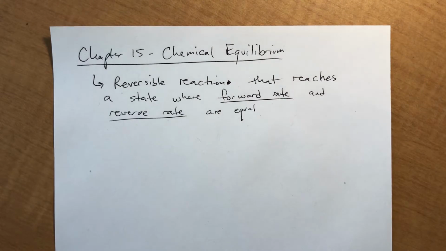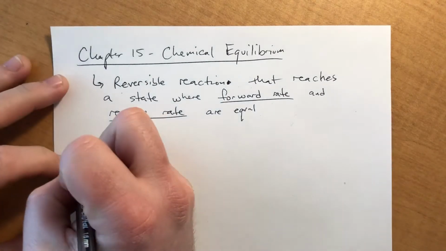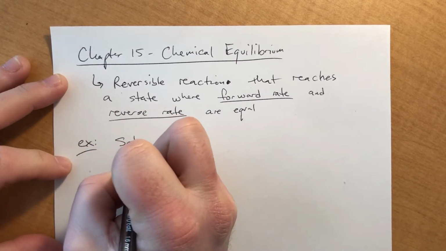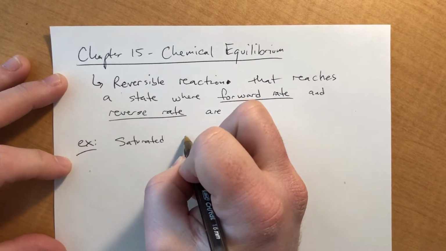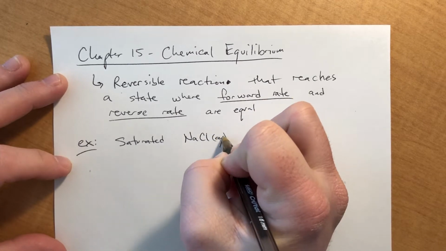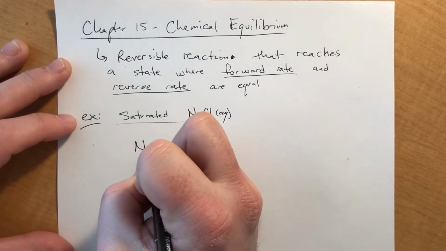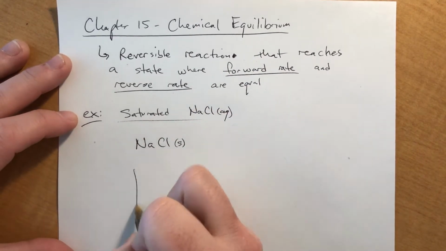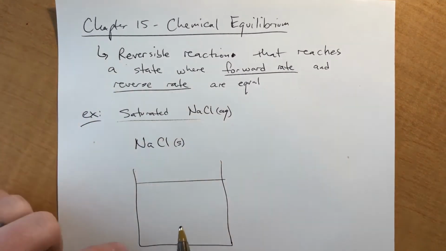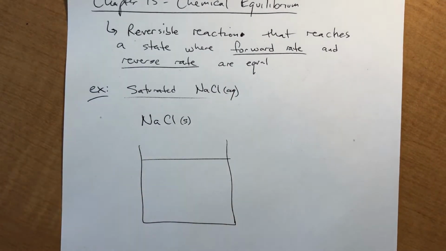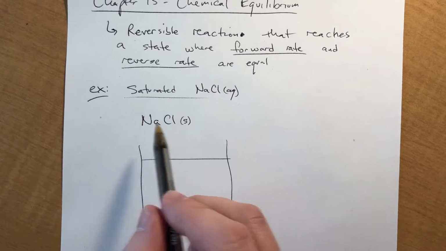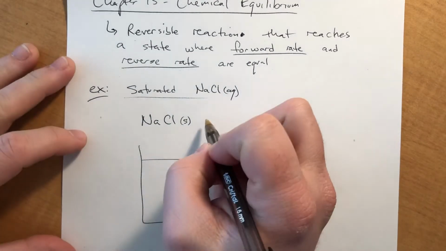Okay. A really easy example that I've used over the years is basically just having a saturated solution of sodium chloride. So if you had a beaker and you dissolved sodium chloride in it, if all of it dissolved, it would be an unsaturated solution. It would all be dissolved. If you put even more in to the point where there isn't enough water to dissolve all of it, you end up with a saturated solution.